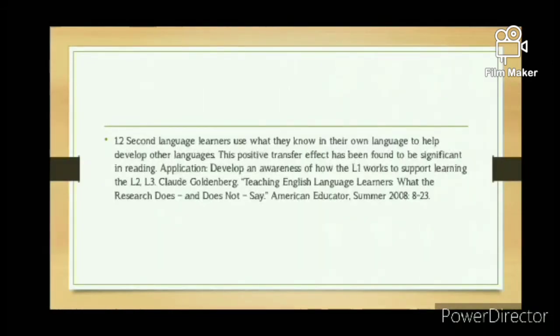Also, second language learners use what they know in their own language to help develop other languages. This positive transfer effect has been found to be significant in reading. In application to this, develop an awareness of how the L1 works to support learning the L2 and L3.